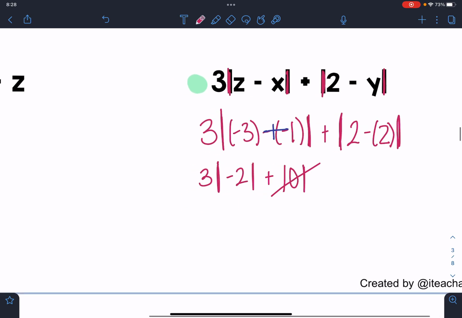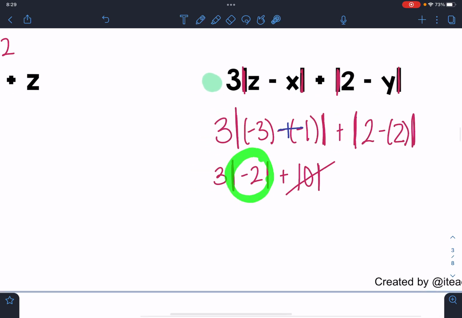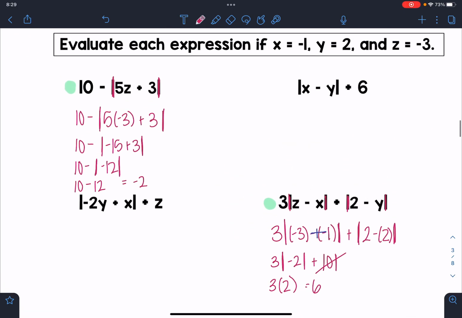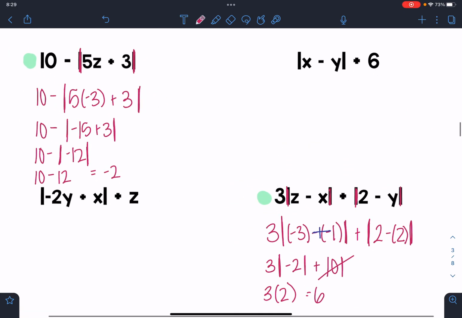So what happens here? I now have one number in my absolute value. I can change that to its positive. What operation is happening? These two things are being squished next to each other. That means multiplication. So this is really 3 times positive 2, which gives me 6. Okay, so go ahead and try those last ones on your own.